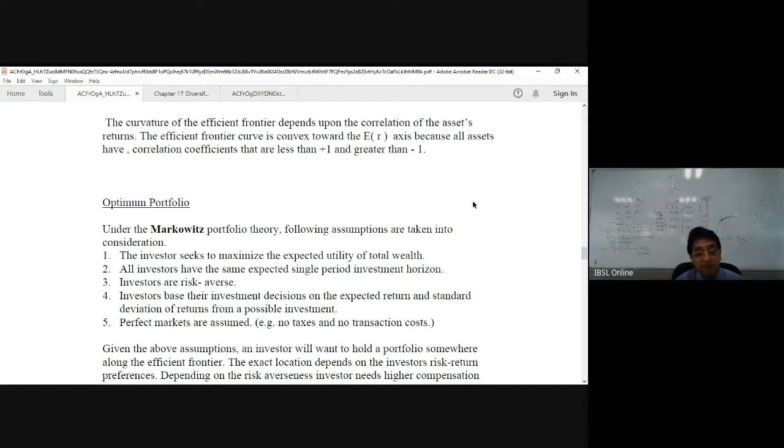What do you mean by a perfect market? For a perfect market, there is no transaction cost at all. And everyone in the market knows about the prices. There is no price differentiation or whatever, and no taxes at all. So such markets are called perfect markets.